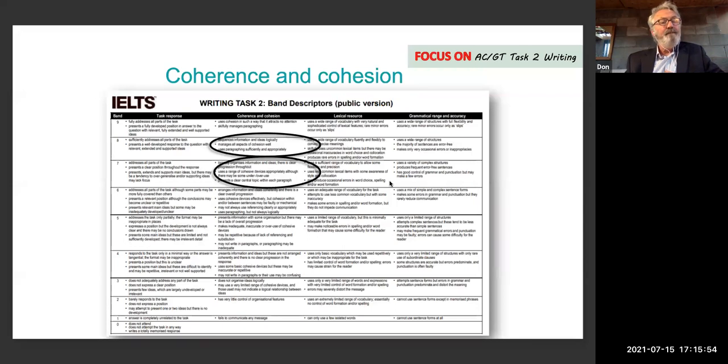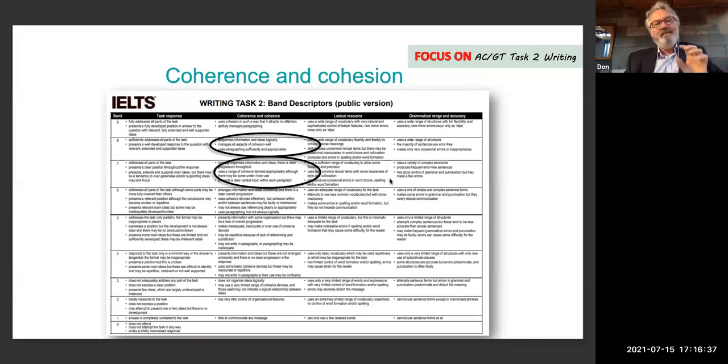Coherence and cohesion. As we said before, this is a matter of organizing your essay in paragraphs properly. And here you are also using a good variety of cohesive devices, linking words. At a band 8, you manage all aspects of cohesion well. And we'll look at an example of that in a moment. At a band 7, you use a range of cohesive devices, but sometimes you overdo them. Maybe you use because too often.